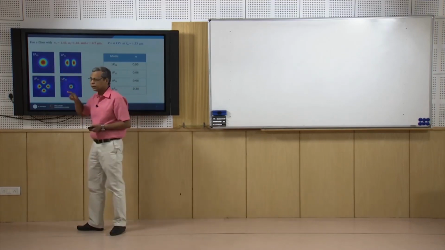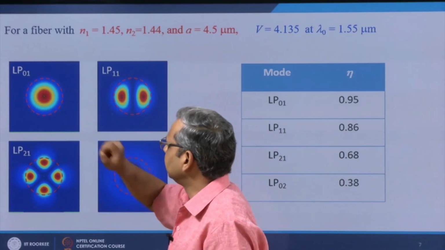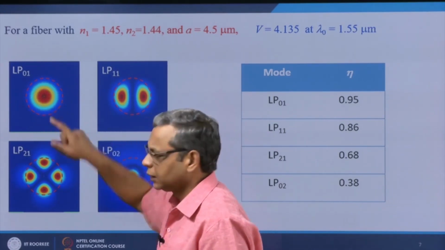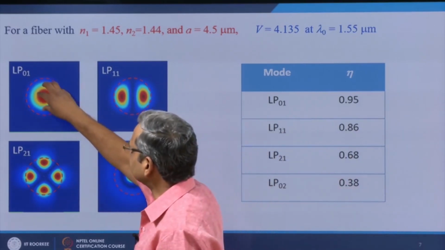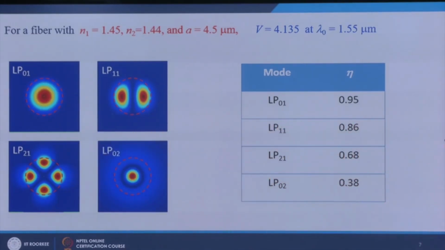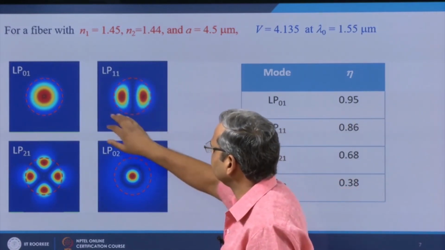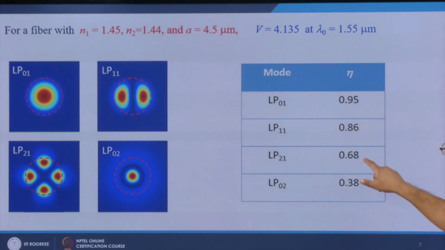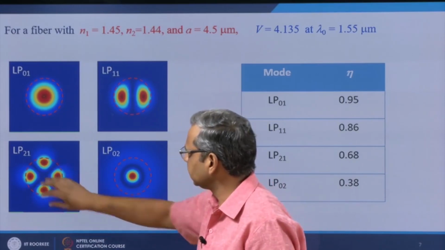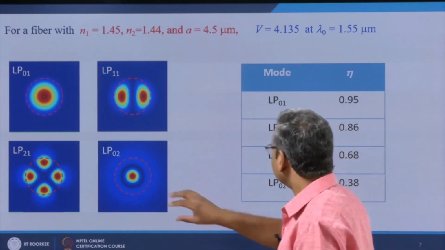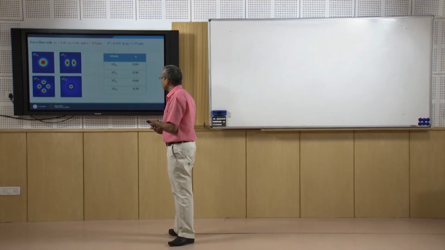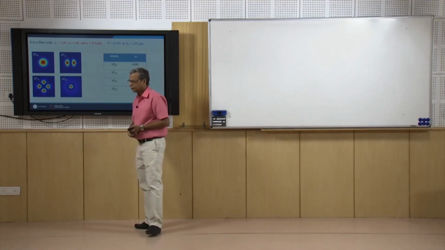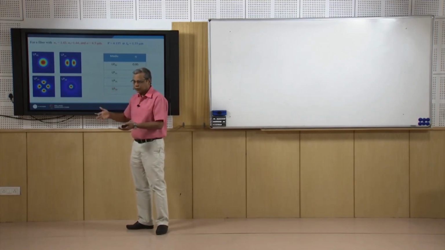So, if I look at the mode intensity plots, then 95% power is in the core. This dashed line corresponds to the core cladding interface. So, most of the power is inside the core. For LP11 mode, about 86% power is in the core and 14% goes out. For LP21 mode, 68% power is in the core, and for LP02 mode only 38% power is in the core. So, I see that as I go towards higher order modes, the fractional power in the core decreases, because higher order modes are closer to cutoff.